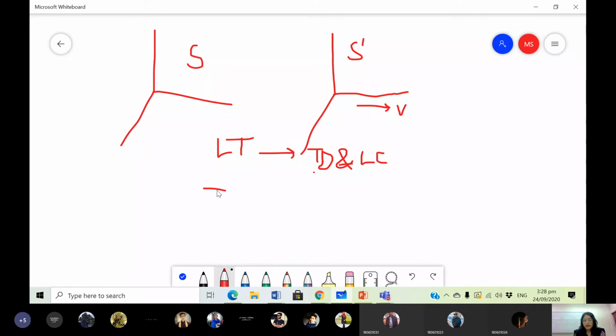On the other hand, there's another method, which is that from the principles of time dilation or length contraction, we can derive the Lorentz transformation. So there are two methods of doing this, okay? But the one we'll be doing right now is the first one.